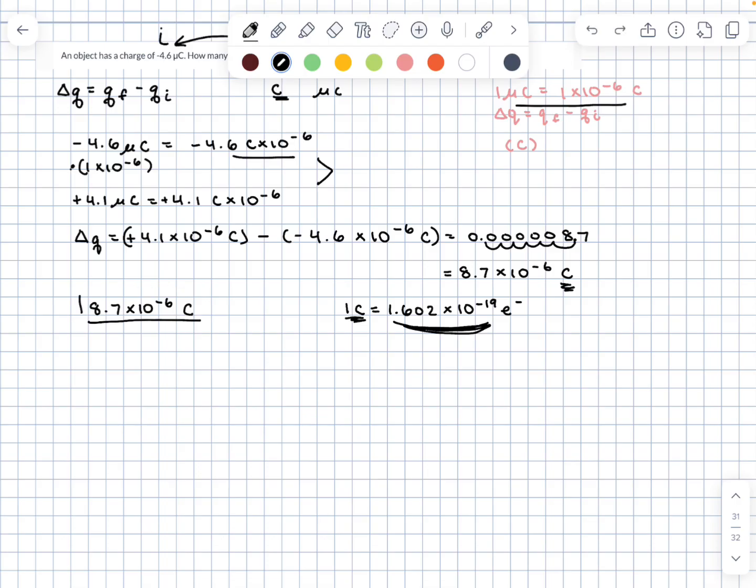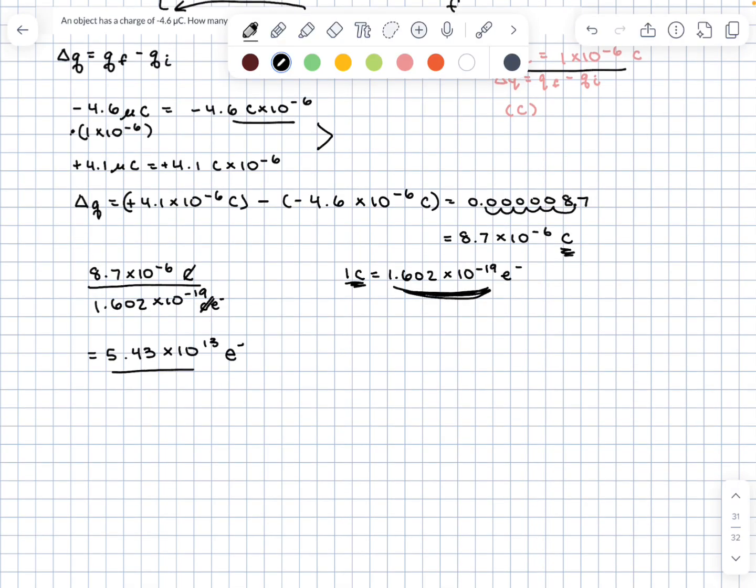Okay, so divide by 1.62 times 10 to the negative 19, and this is electrons per coulomb, and we're going to cancel those out so that we're only left with the electrons. And then this is going to equal 5.43 times 10 to the 13th. You could check that, plug it into the calculator.